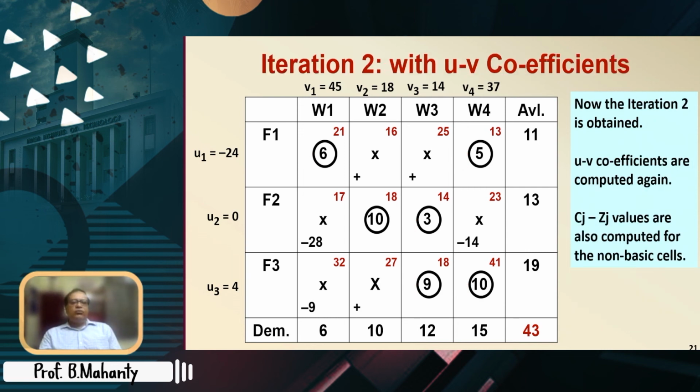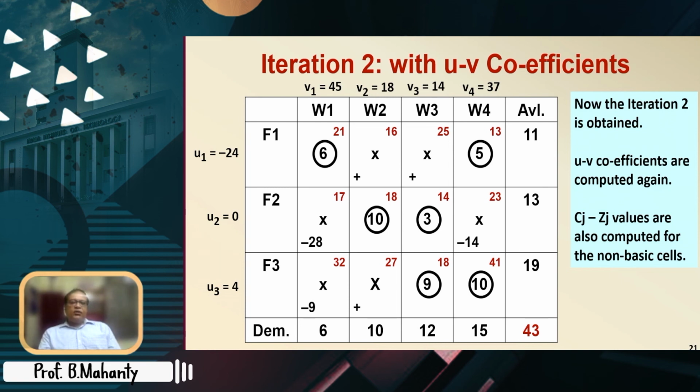Again, you assume U2 equal to 0, based on which V2 becomes 18, because this is a basic variable. V3 becomes 14, and because V3 has become 14 and this is 18, this becomes 4. This 4 and 41, so this becomes 37, and this is 13, so this becomes minus 24, and this is 21, so this becomes 45. So you can always cross-check by recalculating with those basic variables, and thereafter we can compute for the non-basic variables. So this was 17, so 17 minus 0 minus 45 is minus 28, like that.